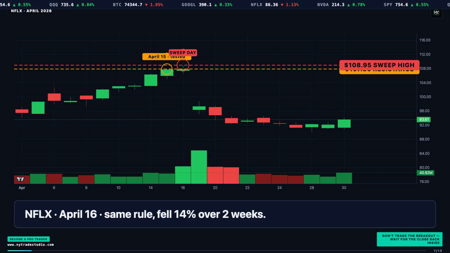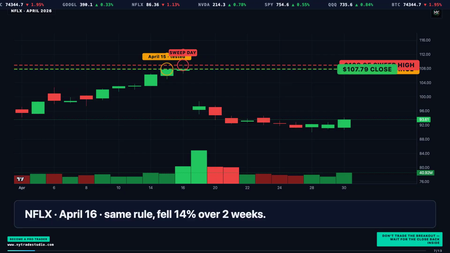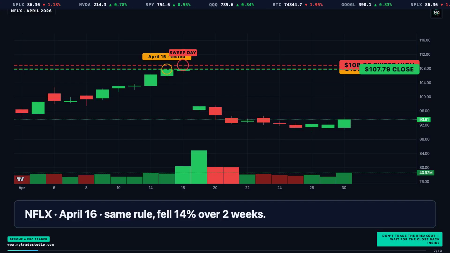Retail buys. Then the close. The close is the whole story. Netflix closes at $107.79. Below the level it just broke. Wick of $1.16. Body of just 32 cents. That is a 3.5 times rejection. Identical pattern to Google. Now watch what happens to anyone who shorted that close. Stop above 108.95. Risk $1.16 per share.